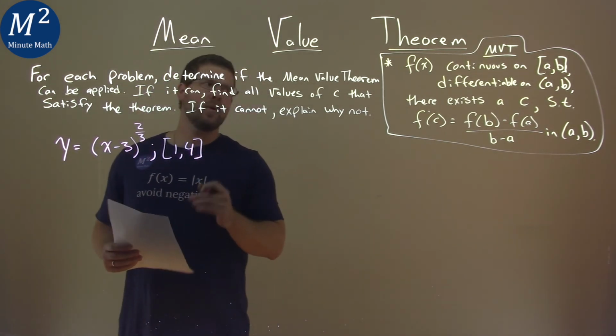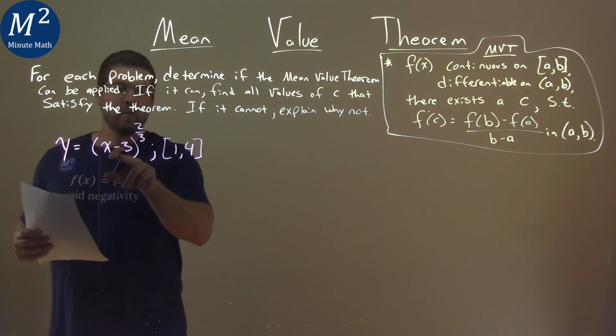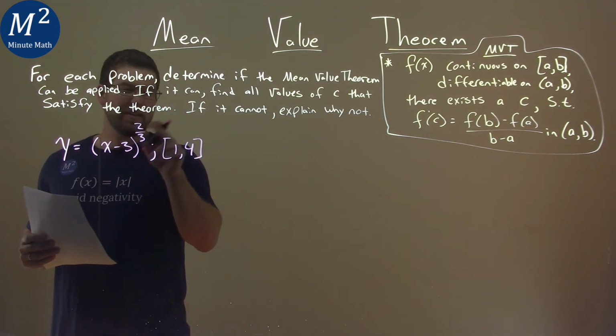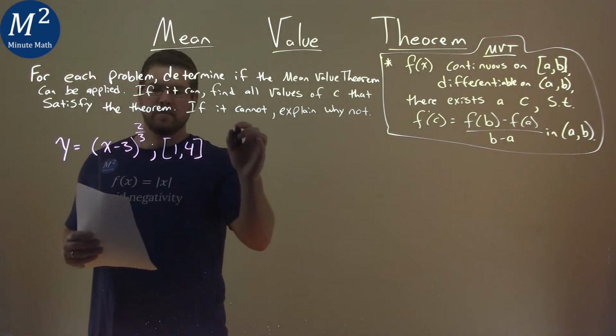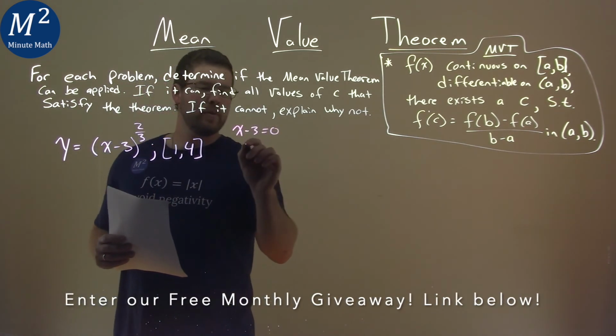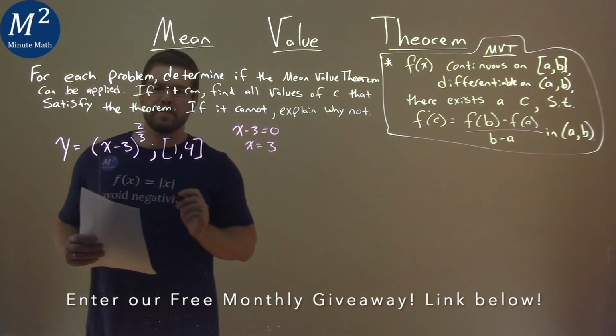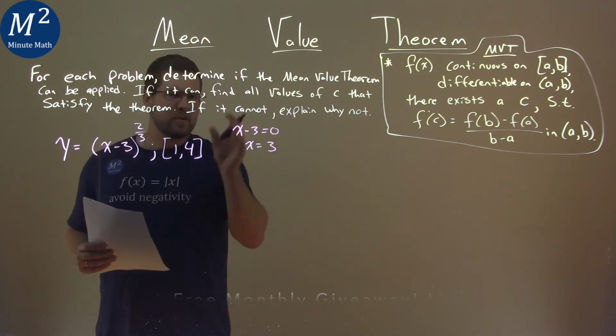The issue is going to be where it's differentiable. It is differentiable everywhere except where we have a 0 and we're taking the third root of 0. So let's find that. We have this inside here, x minus 3 is equal to 0. Add 3 to both sides, and x equals 3. So at x equals 3, we're not differentiable there because we have a little cusp.